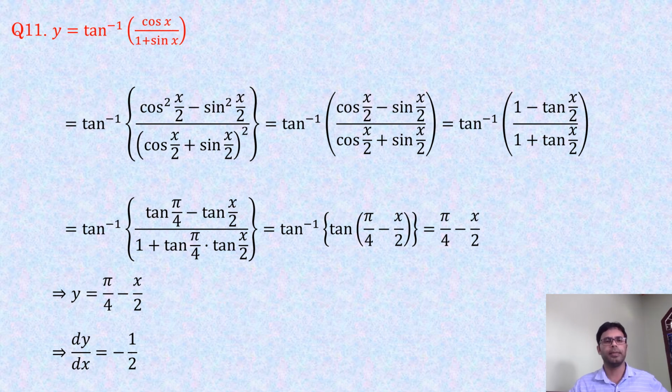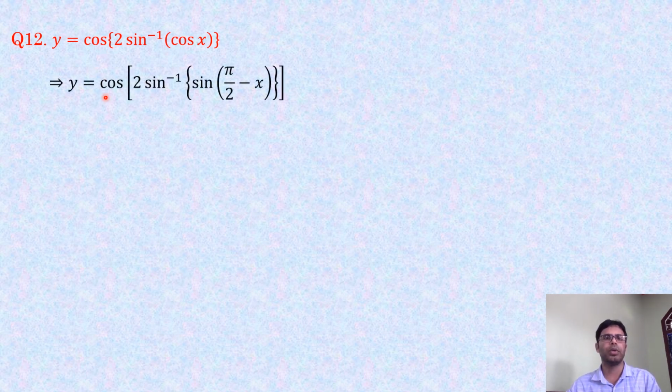Okay, then take another question, number 12: y is equal to cos of 2 sine inverse cos x. Since this function involves sine inverse, we write the cos function in terms of sine, so that the inverse and forward sine eliminate each other. So this cos x is actually equal to sine of pi by 2 minus x, you know that one.